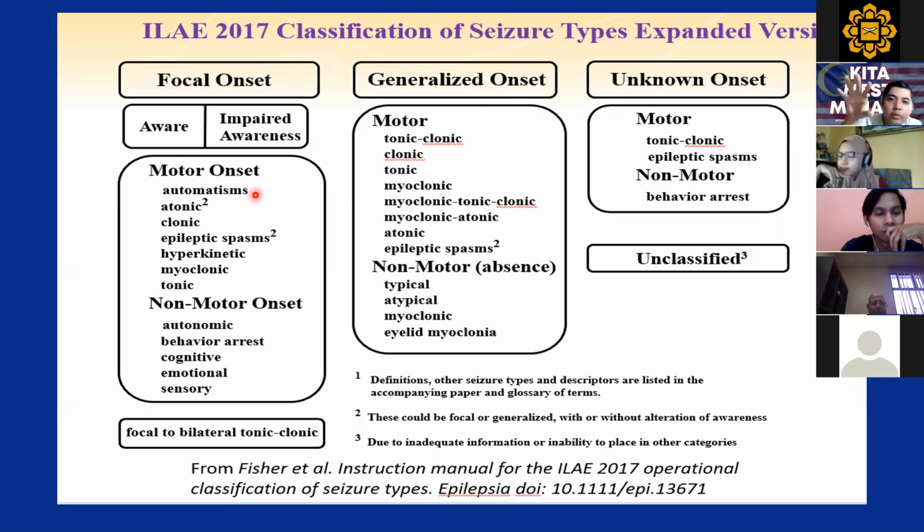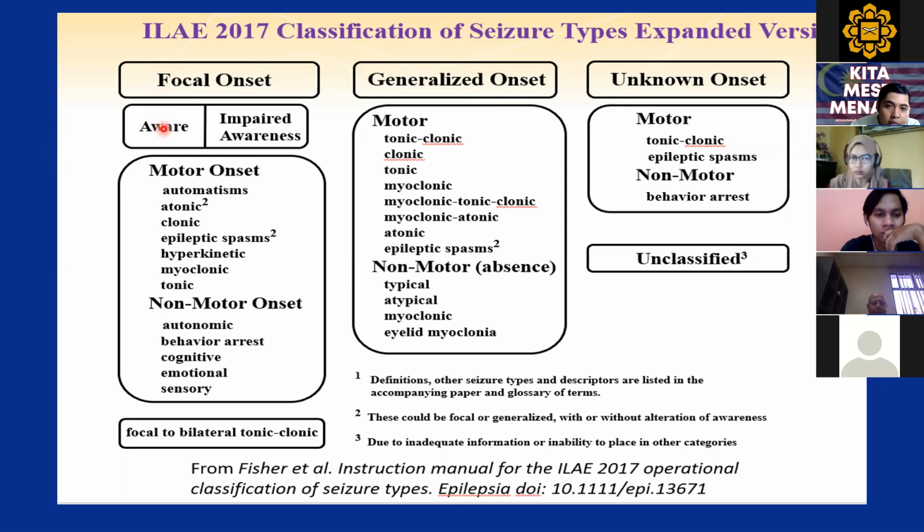After we divide it into aware or impaired awareness, we can further divide into motor onset or non-motor onset. For example, if the patient has automatism, such as automatic behavior like chewing, suckling, so we know that, okay, this is focal onset based on the clinical manifestation.